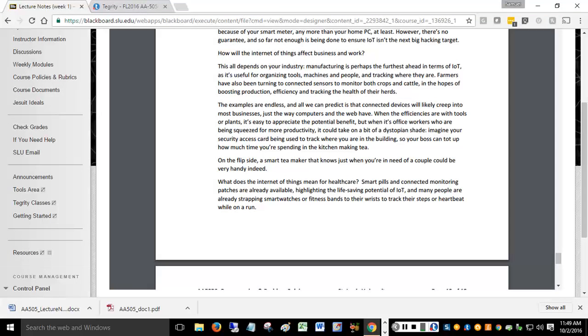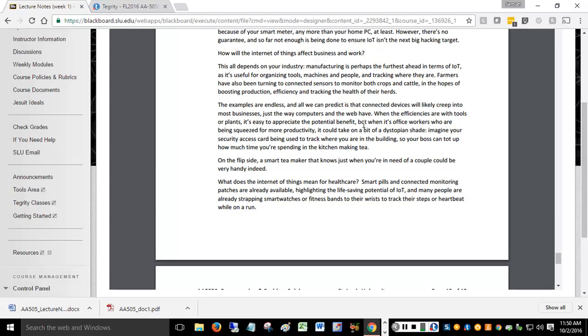Manufacturing is probably the furthest ahead in IoT because of the many different steps in a manufacturing process. Farmers have been using connected sensors to monitor both crops and cattle in the hope of boosting production and efficiency, and tracking the health of the herd. The examples are endless, and all we can predict is that connected devices will likely creep into more businesses, and I'd say homes, just the way that computers and the web have.